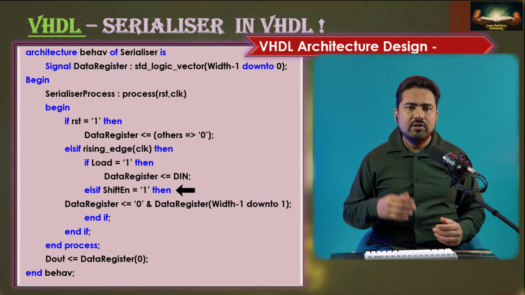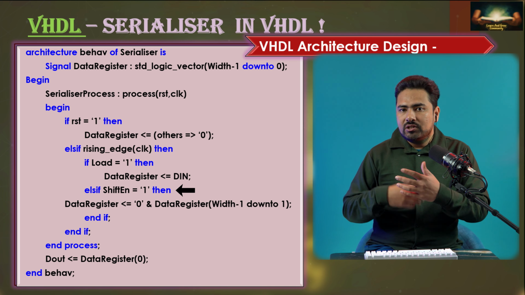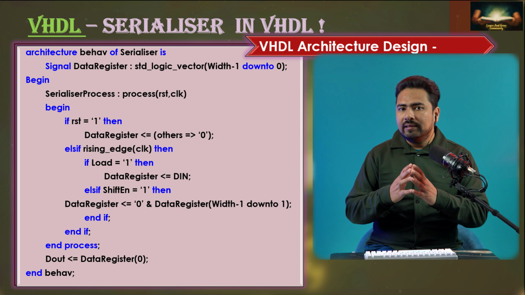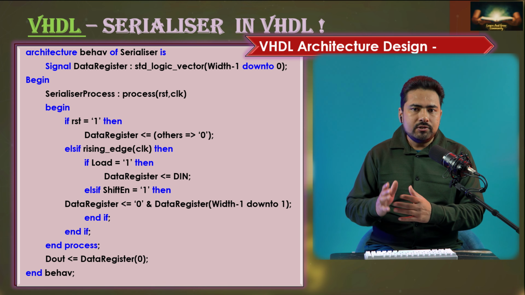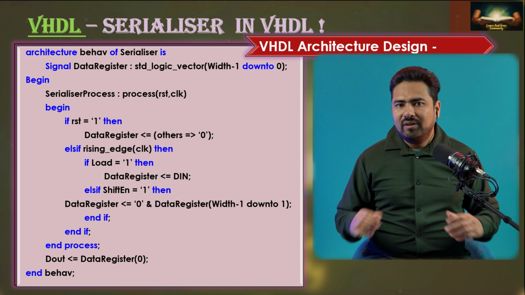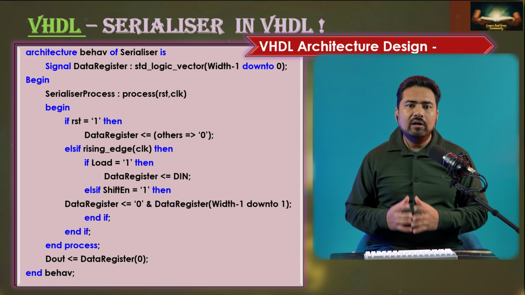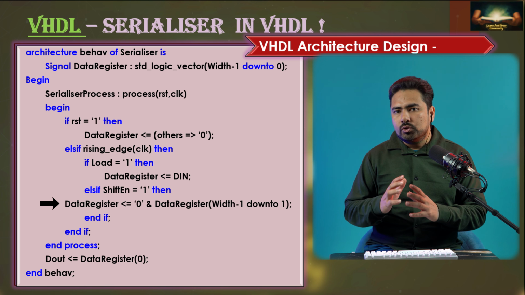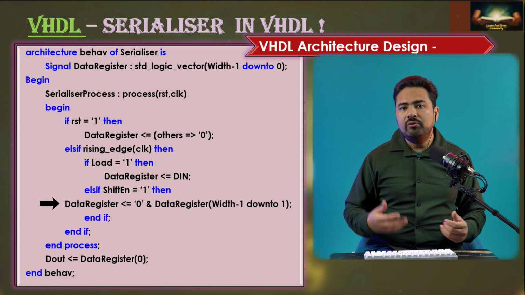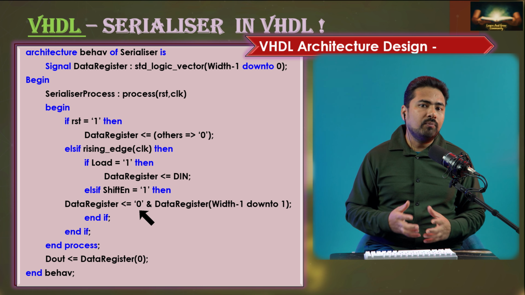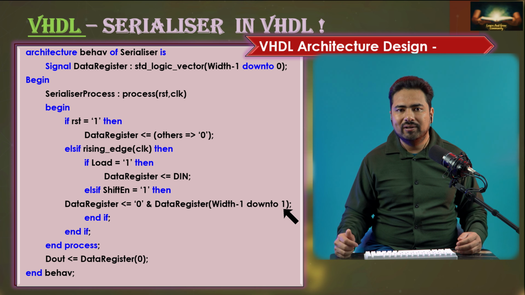Else if shift enable equals 1, which means that when this shift enable input is enabled, only then our shifting will work and your parallel data will pass to the output one by one. Now suppose the shift enable pin is active, so we need to write our shifting operation. So we have written this statement here. Data register gets the value of 0 concatenated with data register width minus 1 down to 1, semicolon.